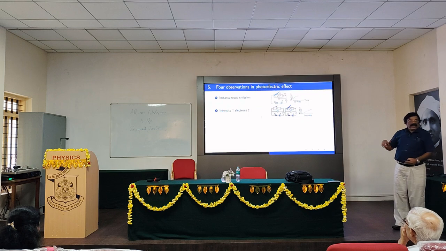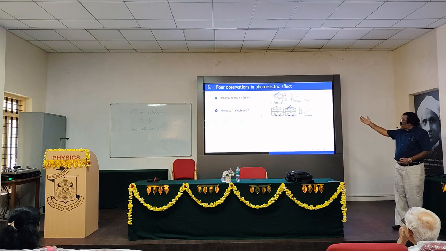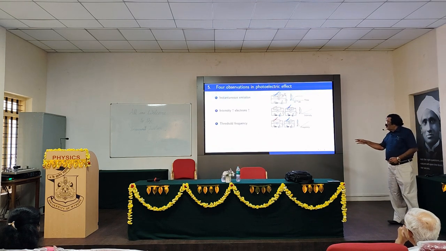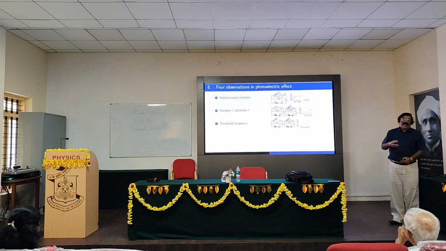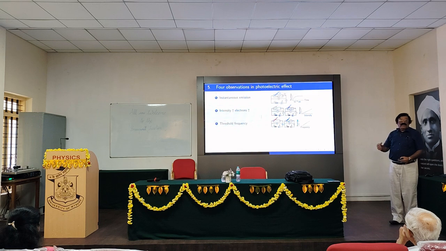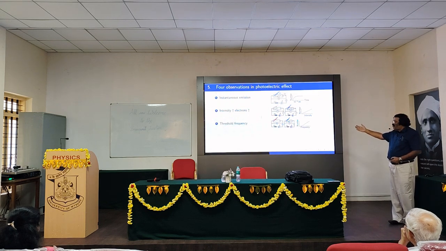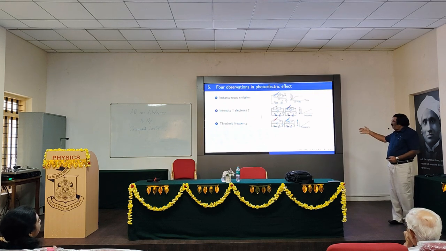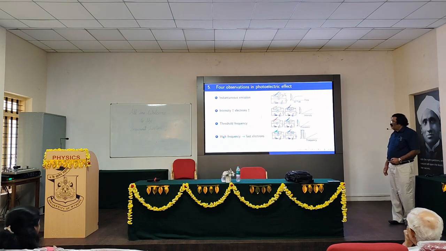Next, intensity: the more intense the light you send, the more electrons will come. You can see at a lower intensity only 2 electrons are coming, at higher intensity, more are coming. So you can also watch the graph. Next, threshold frequency. That means if you send lower energy light, photoelectrons will not come, but if you send higher energy light, photoelectrons will start coming. Therefore, there is a threshold frequency beyond which the electron emission occurs.